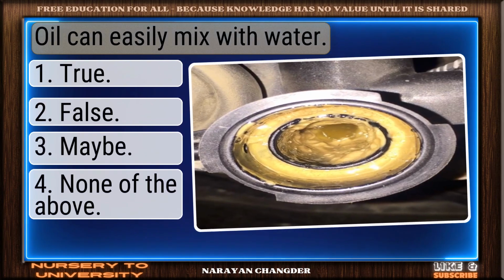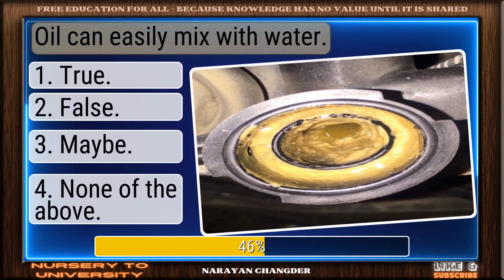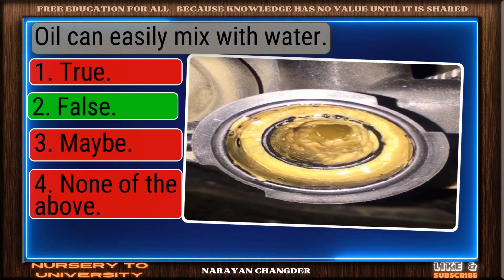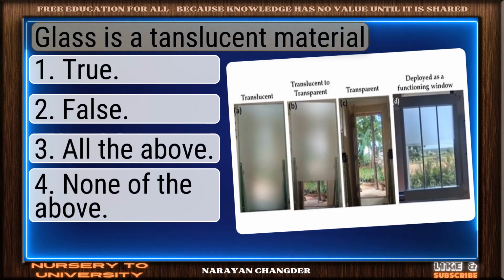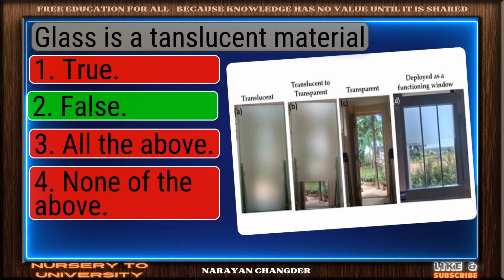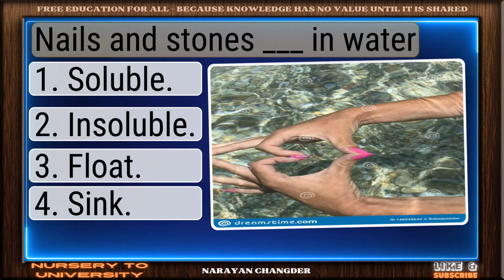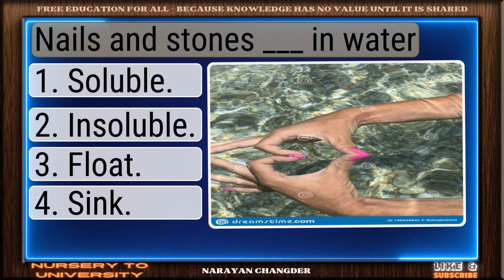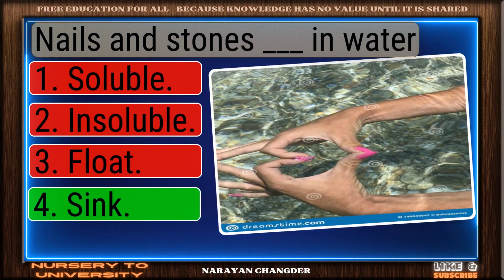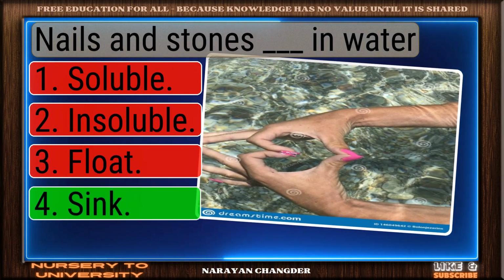Oil can easily mix with water. Strong choice. False is the right answer. Glass is a translucent material. Bravo! False is the answer. Nails and stones dash in water. Good thinking. Sink is the right answer.